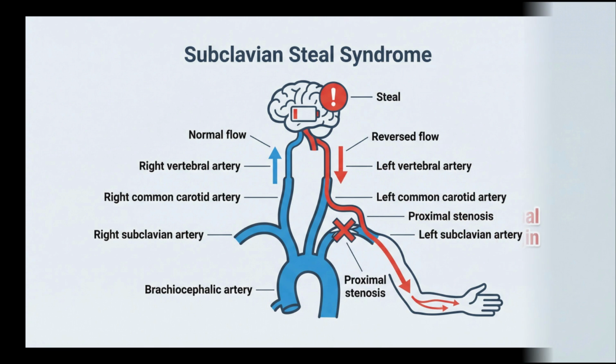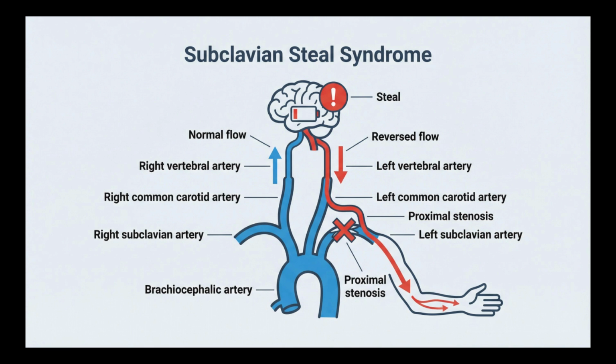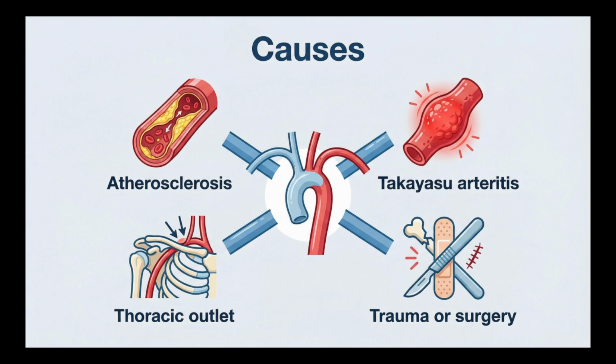In simple terms, the arm steals blood from the posterior cerebral circulation, and this becomes more obvious during arm exercise when the demand increases. This reduction in blood supply to the vertebrobasilar territory produces neurological symptoms. The condition is more common on the left side because the left subclavian artery arises directly from the aortic arch, which exposes it to higher flow turbulence and increases the risk of atherosclerosis.